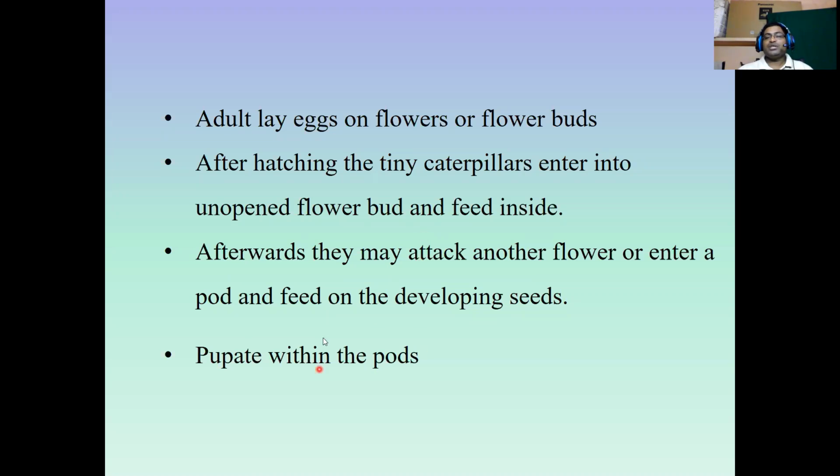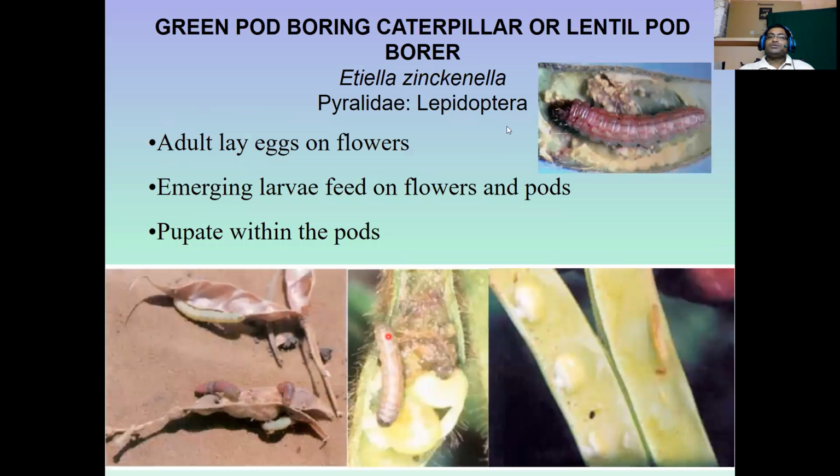Pupate. Sometimes you can find it pupating within pods, but normally you cannot expect that. Because of the fallen leaves, they pupate in the underside, the bottom part of the plant closer to the soil. So this is the last caterpillar.